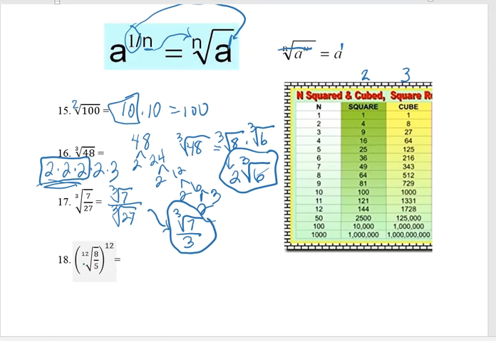Now 18 is an example where the index is the same as the power on the outside. So what happens is these are inverses, they cancel each other out. So the radical and everything disappears and I'm just left with what's on the inside, which in this case is 8/5. Those are always nice ones because you don't really have too much math to do.